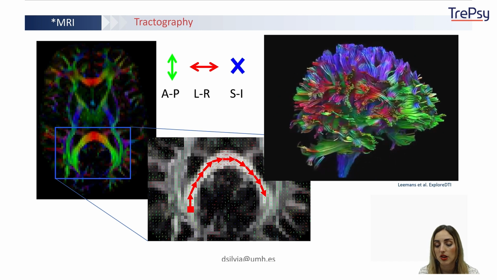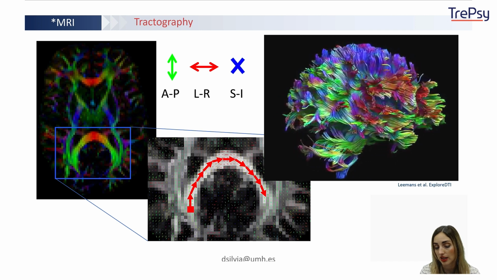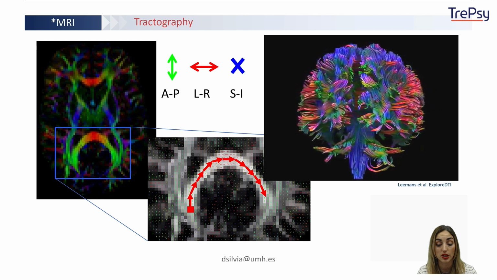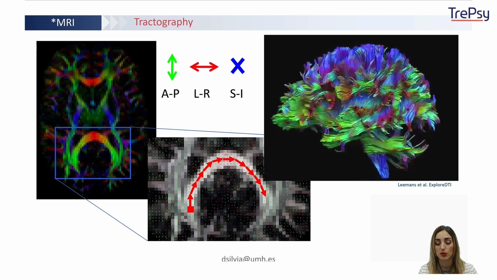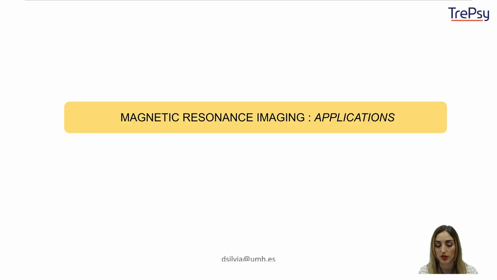This is a collection of all the white matter fibers within the brain, colored according to the direction of the color coding. So red is left-right, blue is superior-inferior, and green is anterior-posterior.